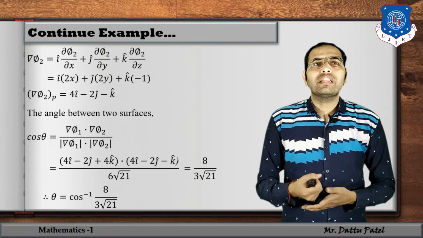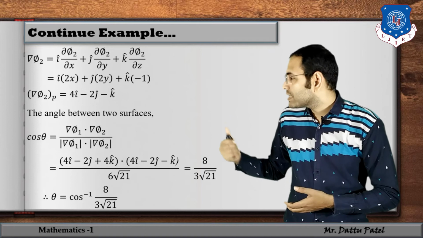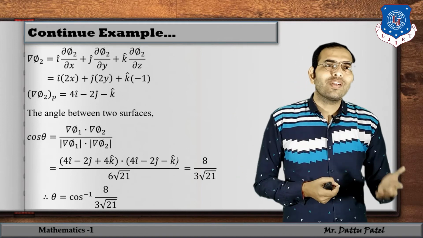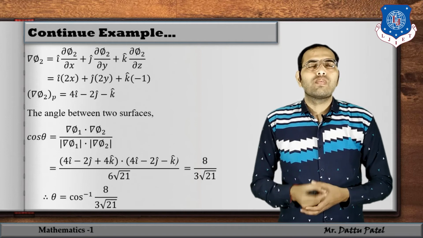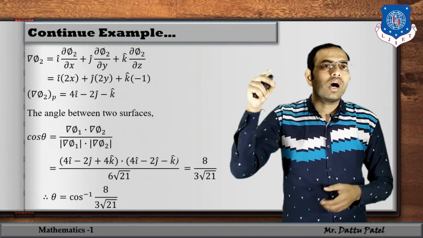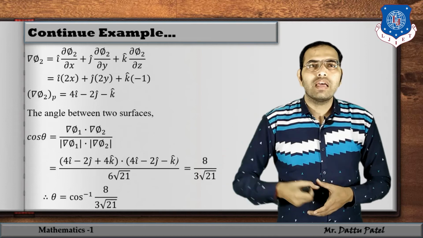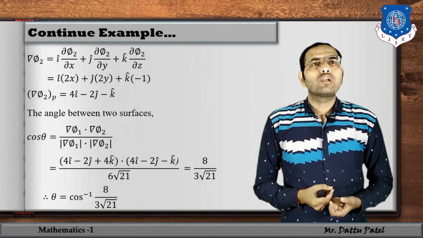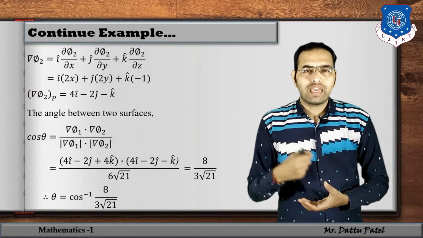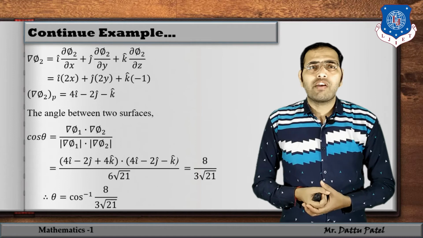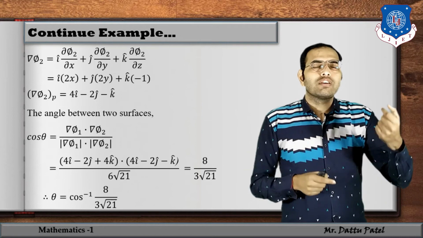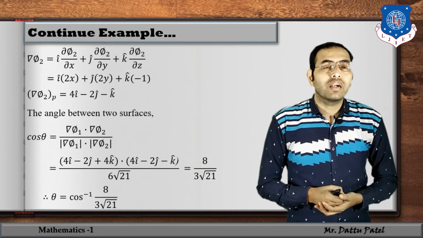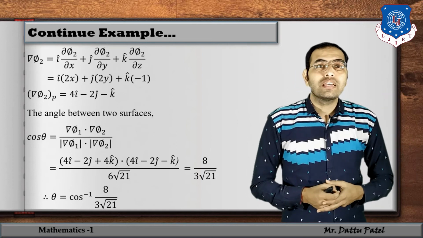Let's see finding the angle between two surfaces, that is cos theta equals, we have the formula already, you learned in 11-12 science. Cos theta equals nabla phi 1 dot nabla phi 2 upon mod of nabla phi 1 into mod of nabla phi 2. Nabla phi 1 is 4i minus 2j plus 4k, and nabla phi 2 is 4i minus 2j minus k. Here, mod of nabla phi 1 is square root of 4 square, that is 16, plus 4 plus 16, that is 36. Then square root of 36 is 6.